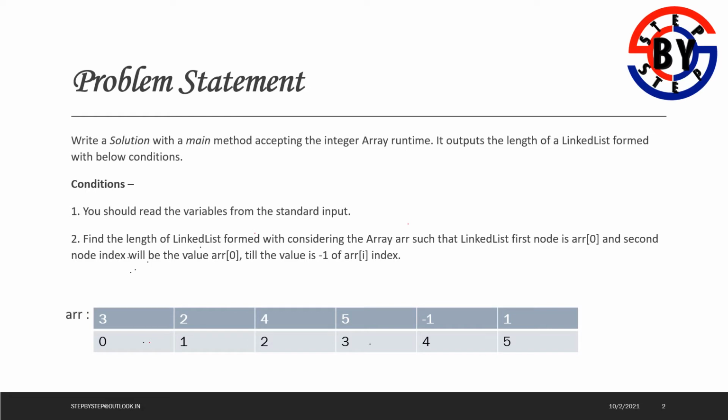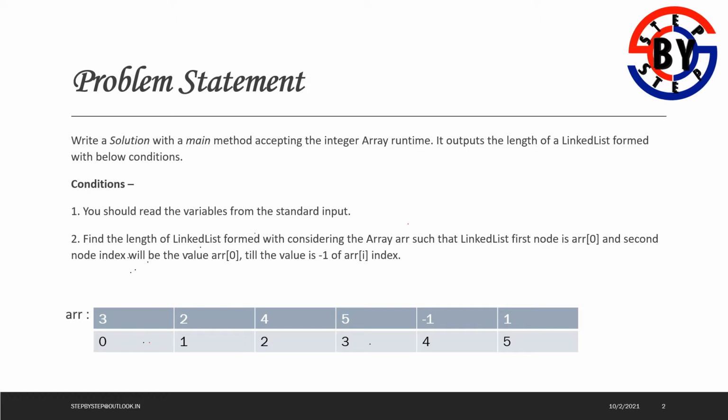So let's understand the problem statement. I'll read through. Write a solution with a main method accepting the integer array at runtime, then it outputs the length of the linked list with the below conditions. The conditions are: you should read the variables from the standard input, then find the length of the linked list formed from the array such that the linked list's first node is array of 0. Then our list will start from the value of array of 0.